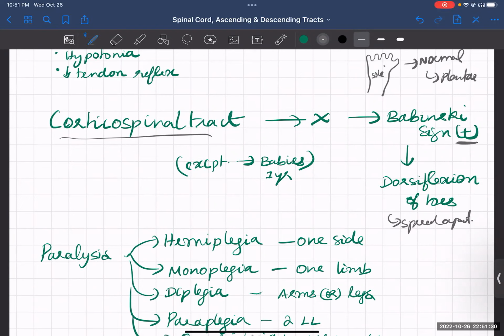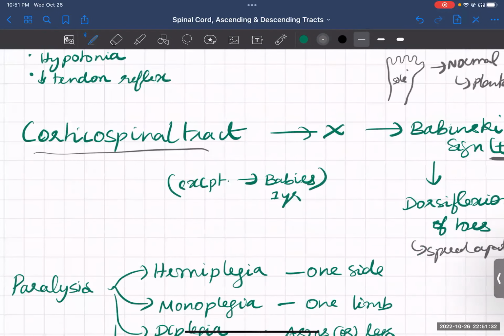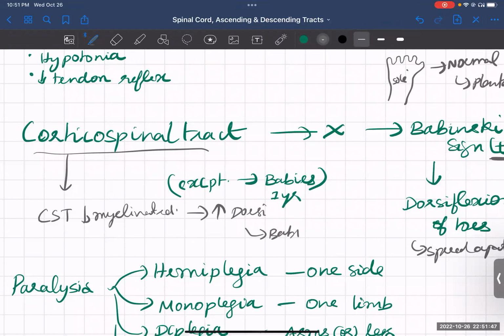But remember, in babies less than 1 year old, the corticospinal tract is less myelinated. So there's a high chance that babies can also exhibit dorsiflexion, which is your Babinski sign, which will be completely normal because myelination will happen over the course. After 1 year, the corticospinal tract is going to get myelinated. But until then, babies also can demonstrate Babinski sign.